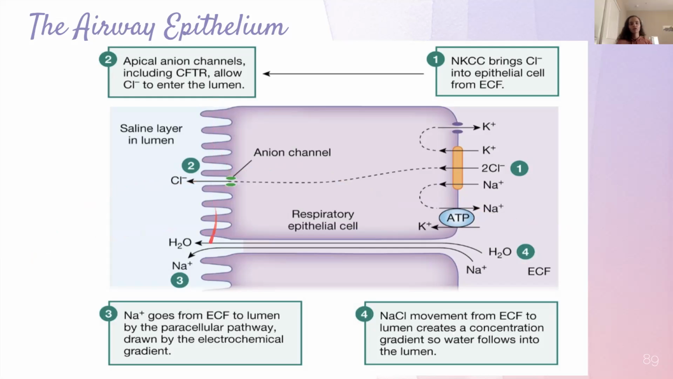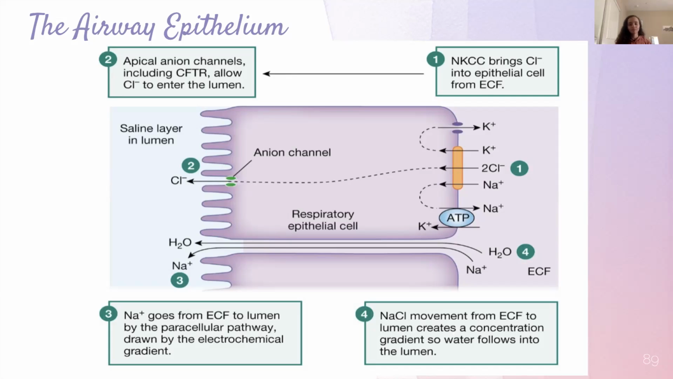Once the chloride enters, we have an electrogradient forming because we have a lot more chloride on the apical side. So we have a net negative charge on the left side. That's going to prompt the transfer of sodium from the extracellular fluid into the lumen through the paracellular pathway. It will basically go down in between the two epithelial cells and into the lumen side. It's going to go down its electrochemical gradient.